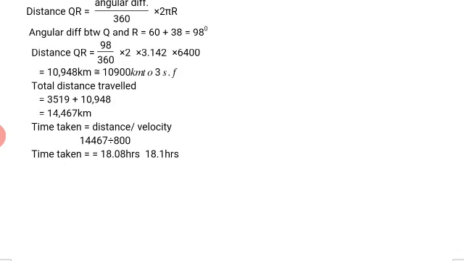I hope these examples are clear enough to give us further understanding of the topic latitude and longitude.